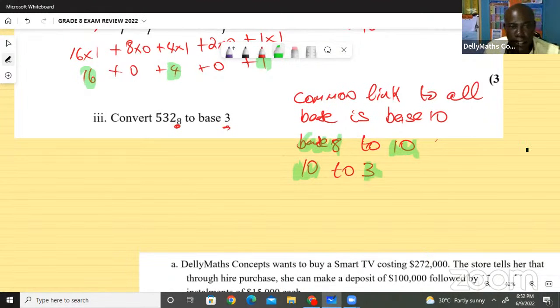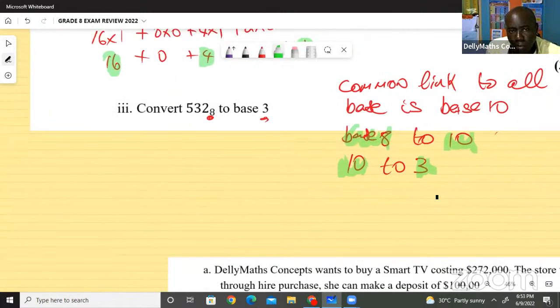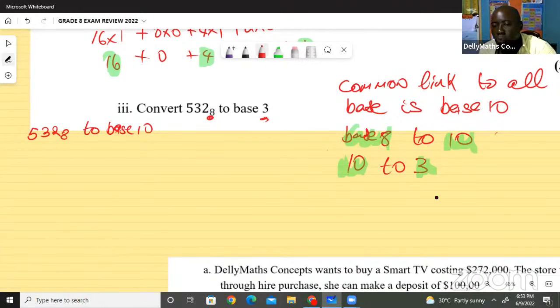So let us deal with the 8 to 10. This is the plan of action. Whenever they give you something like this, where you move from a base to another base other than 10, you have to make sure that you go through 10. So let me write it for you. We want to move 532 from base 8 to base 10. And after we get it in base 10, then we're going to move it from base 10 to base 3. So that's the link.